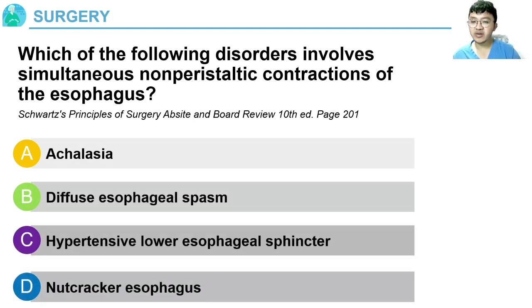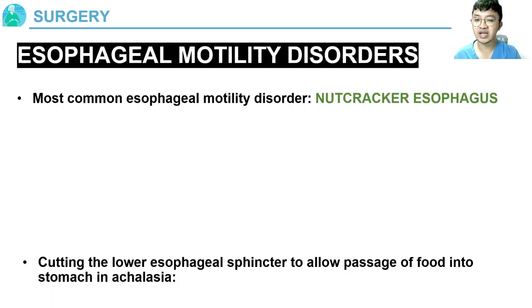Next, which of the following disorders involve simultaneous non-peristaltic contractions of the esophagus? Is it A, achalasia, B, diffuse esophageal spasm, C, hypertensive lower esophageal sphincter, or D, nutcracker esophagus? If it's simultaneous non-peristaltic, this is otherwise known as letter B, diffuse esophageal spasm. Again, simultaneous non-peristaltic contraction, your diffuse esophageal spasm.